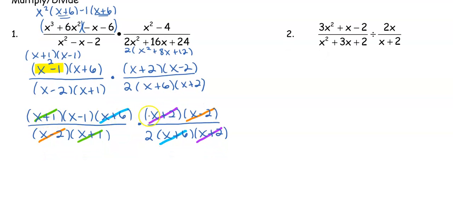I look across the top. The only thing I have left in the numerator is this x minus 1. On the bottom, the only thing I have is a 2. So I've got x minus 1 all over 2.